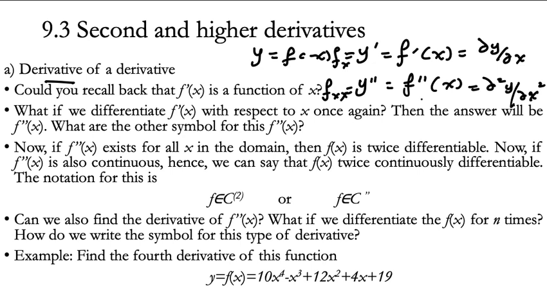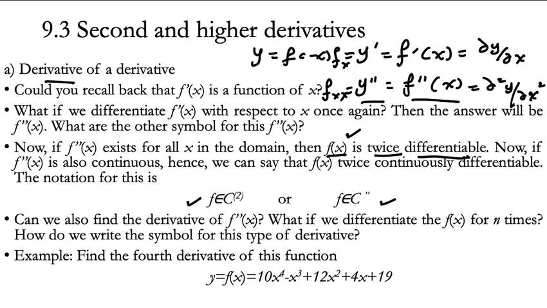When we can find the f double prime here or y double prime, that means the primitive function, which is f(x), is twice differentiable. Okay, we know that when we can find the first derivative, that means the primitive function here is continuous. If we can find the second derivative, it is twice continuously differentiable. And the notation can be written this way or this way. Okay, the function is twice continuously differentiable. Or you put prime here.